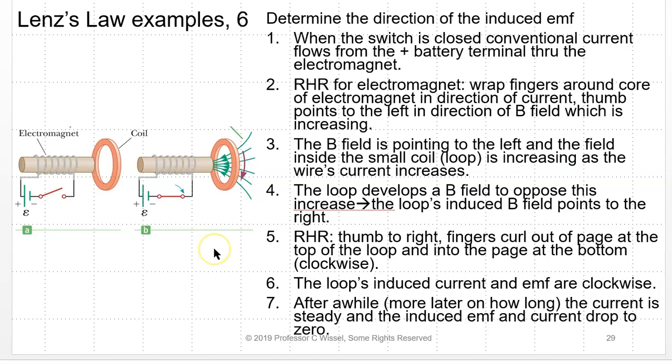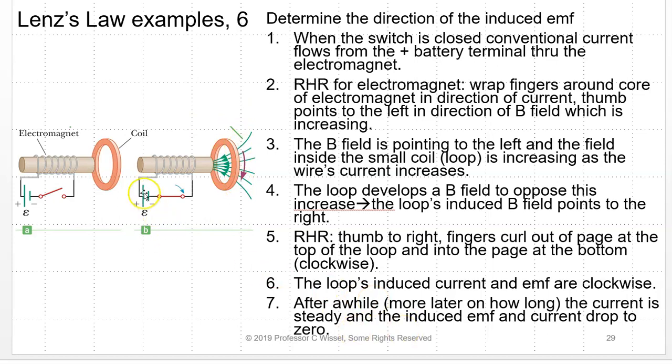Right-hand rule says thumb to the right, fingers curl out of the page at the top of the loop, and into the page at the bottom. So it's clockwise. If you look at this from the end here, this is clockwise. And that's the direction here that's shown. The loop's induced current and EMF are clockwise.